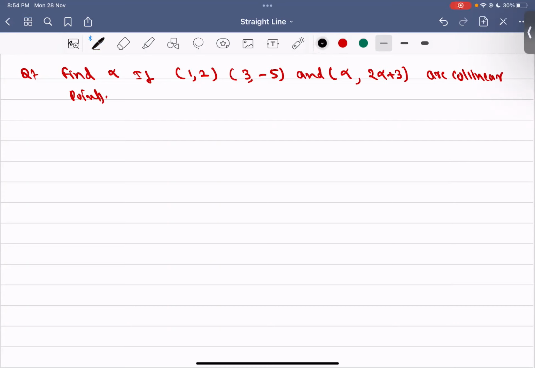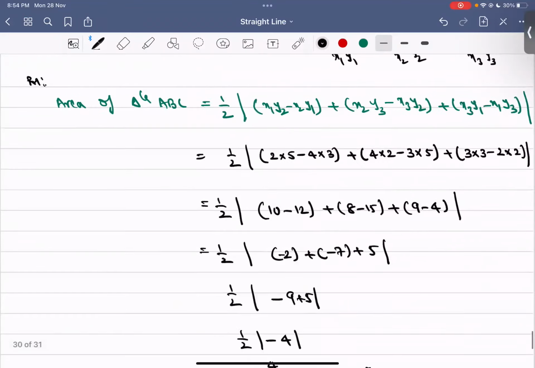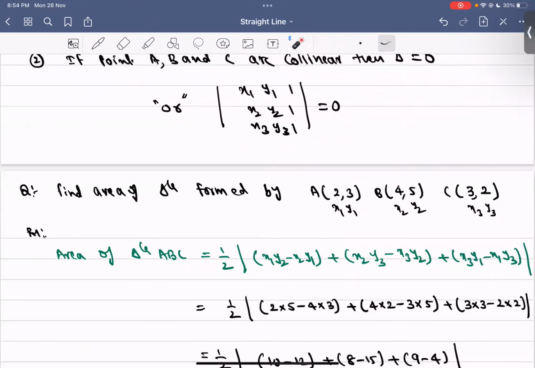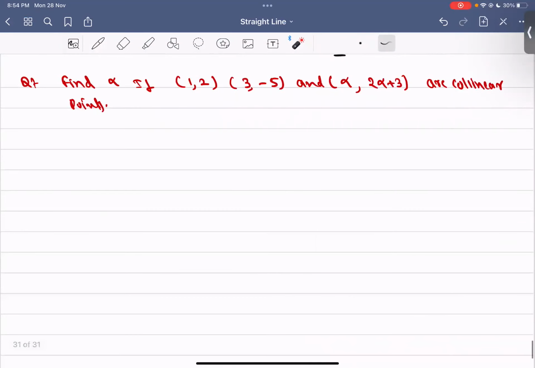So just before we have seen, if the points are collinear, then the area is equal to what? This determinant is equal to what? 0, right? So this one is equal to 0. If A, B, C are collinear, this delta is equal to 0. So now we impose that condition, then we find the value of alpha.